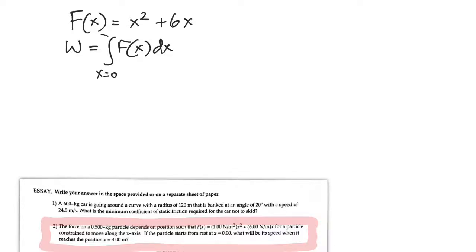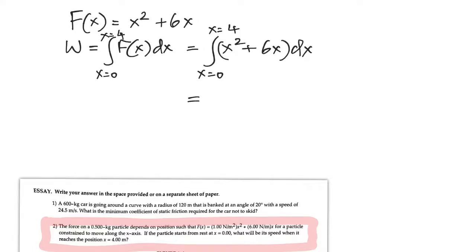Now remember that work is the integral from x is equal to 0 to 4 of f of x dx. And now substitute for f of x, which is x squared plus 6x, and then integrate that expression, which will give x cubed by 3 plus 6x squared by 2. And then we have to substitute the limits.